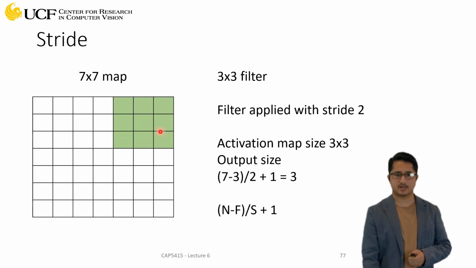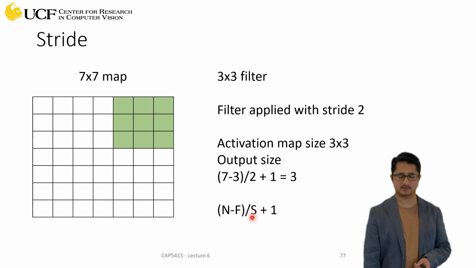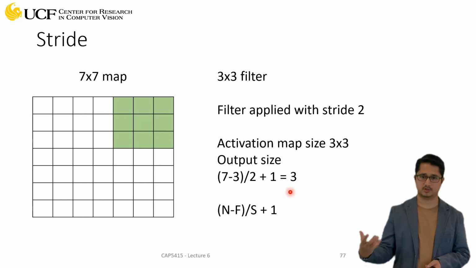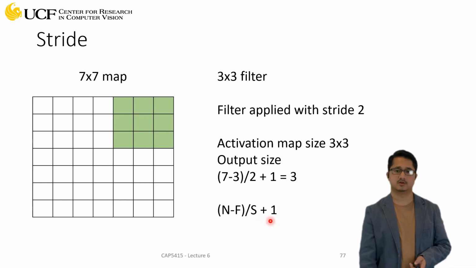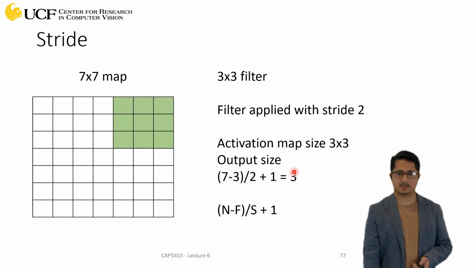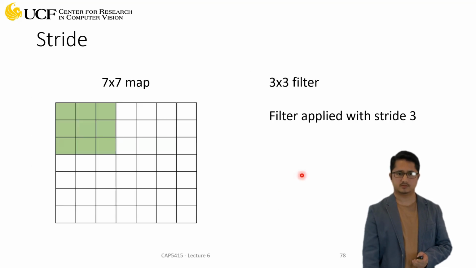Okay, so again, the formula we had, we can update to take stride into account. The formula now becomes: N is the size of your input activation map, F is the filter size, and S is the size of the stride. So this is your updated formula. You can put these values here, 7, 3, and 2, and that's going to give you the shape of your output activation map.